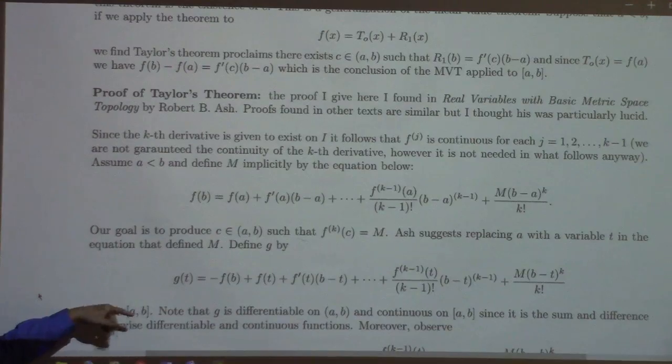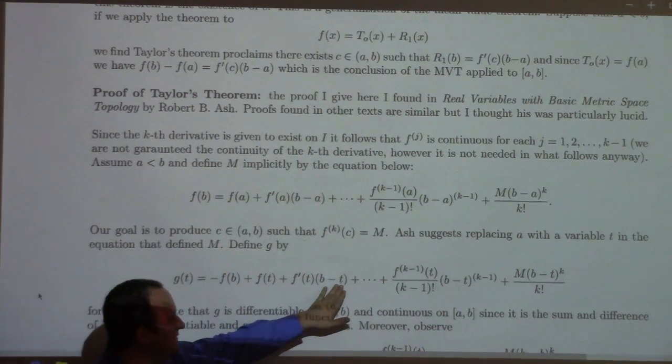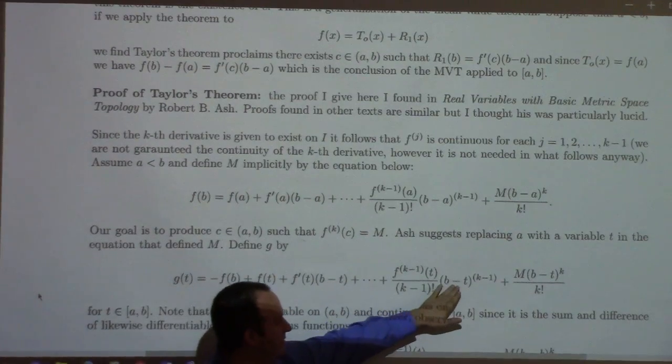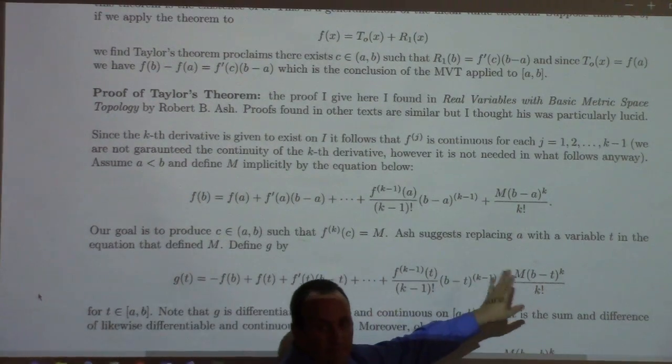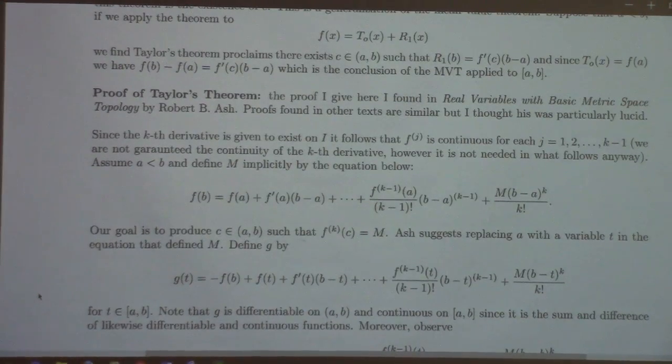What happens when you plug in b? Well, that's easier to see, right? F of b minus f of b, 0. And then all of these things, 0, 0, zeros all around, right? B minus b is 0. So we've got a function which is continuous, which is differentiable, and which is 0 at a and at b.